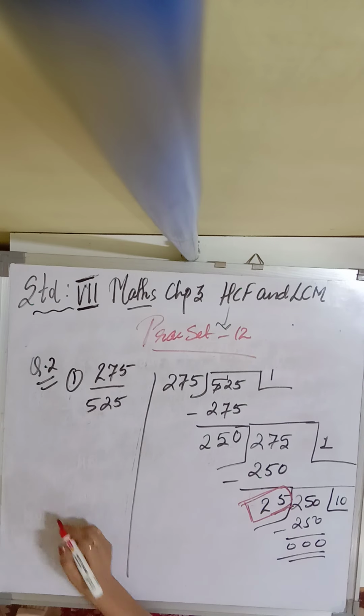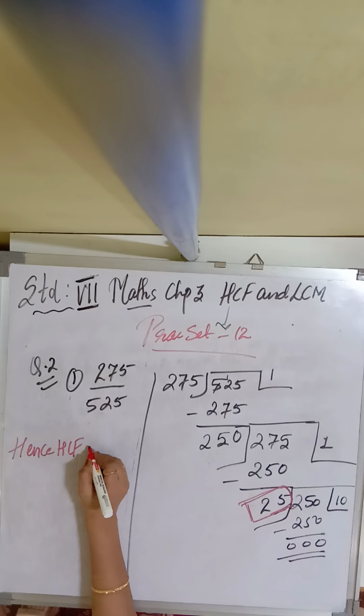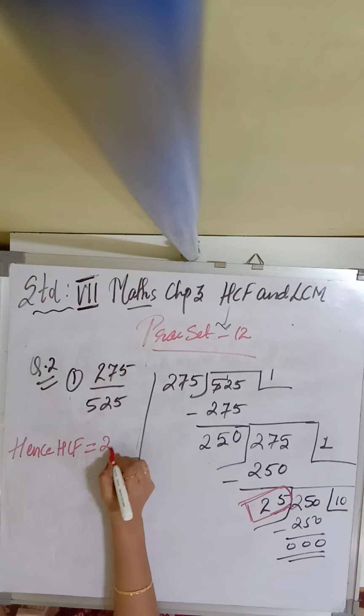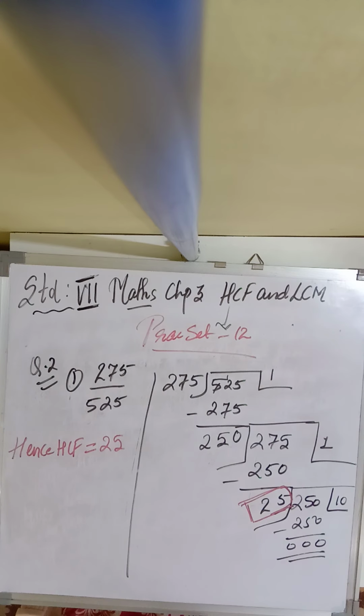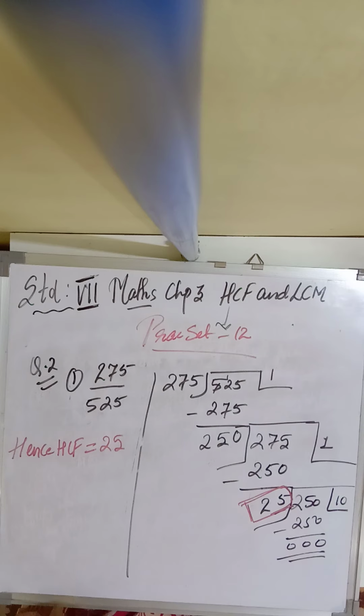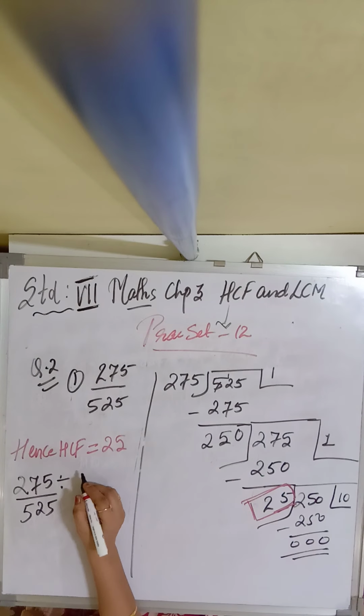Hence your HCF, you will write here, is equal to how much? 25. Got it, children? So the last step divisor becomes the HCF. Now we have to reduce this to the lowest term. So for reducing 275 upon 525 to the lowest term, which number are you dividing by?